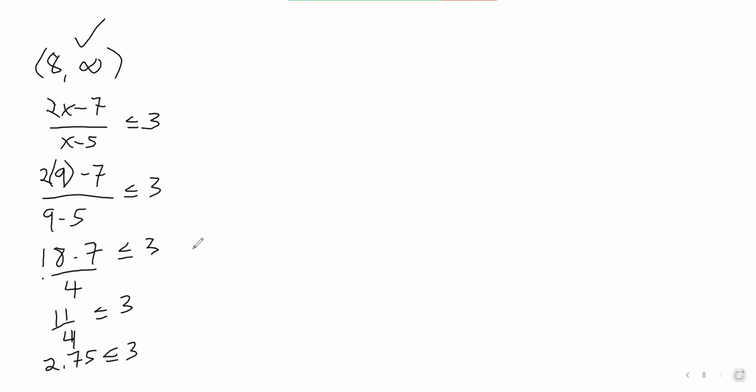So this also satisfies the inequality. So you have two ranges satisfying your inequality, negative infinite to 5, and then this one. These two are called interval solutions, or solution intervals.